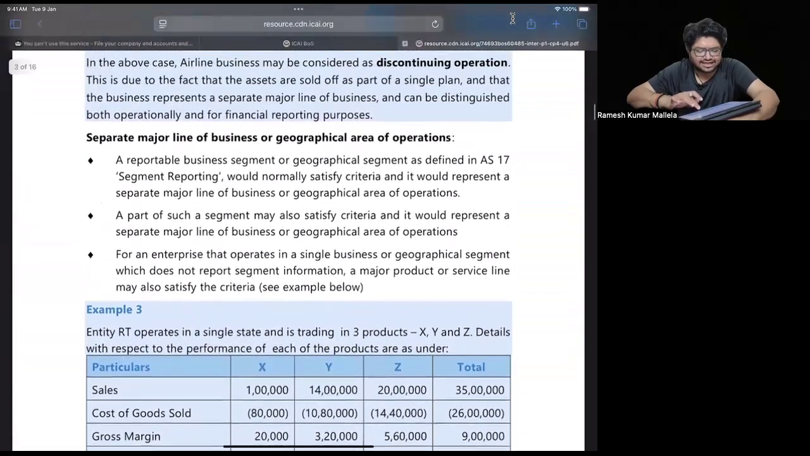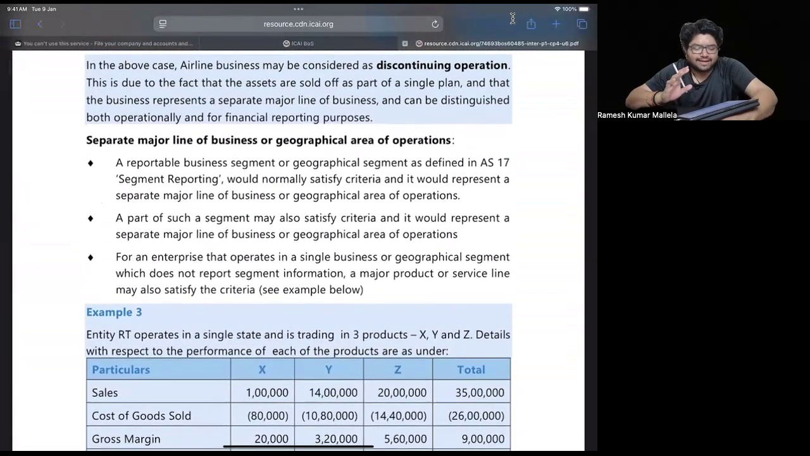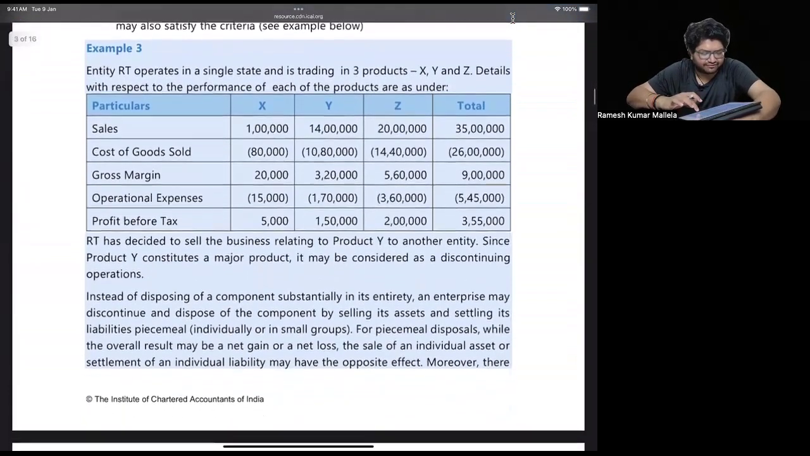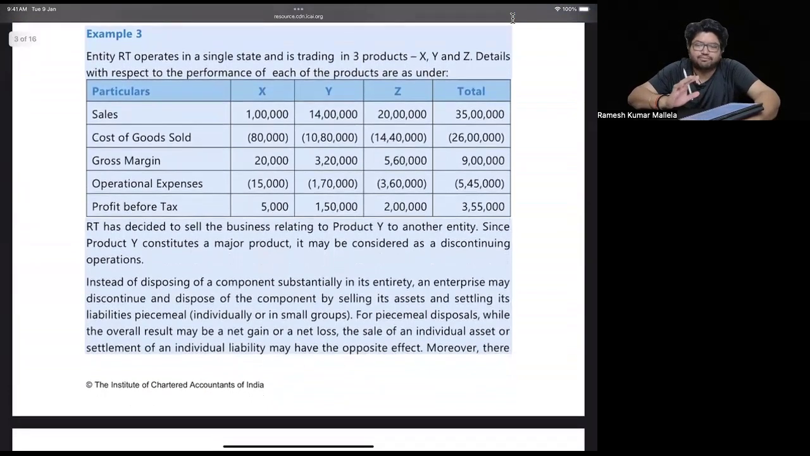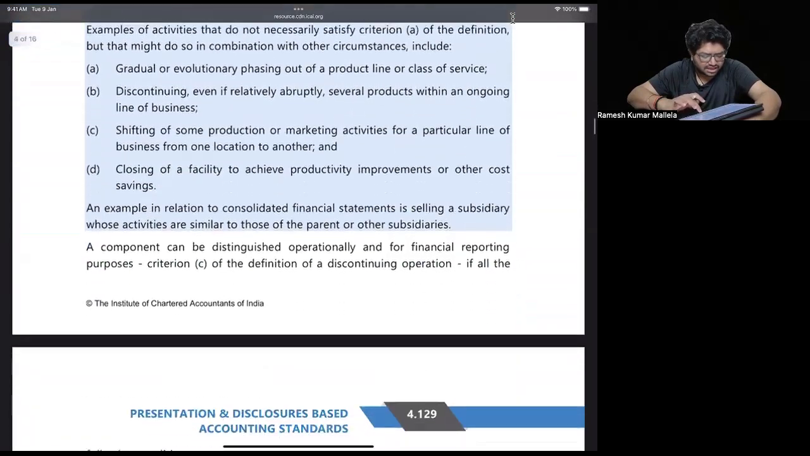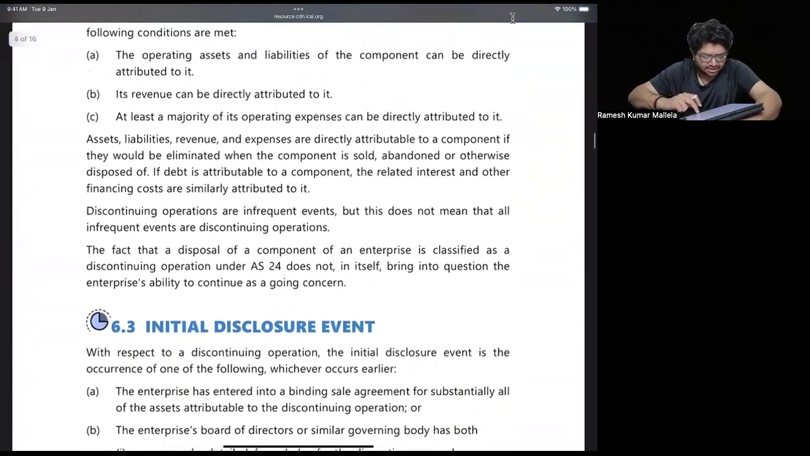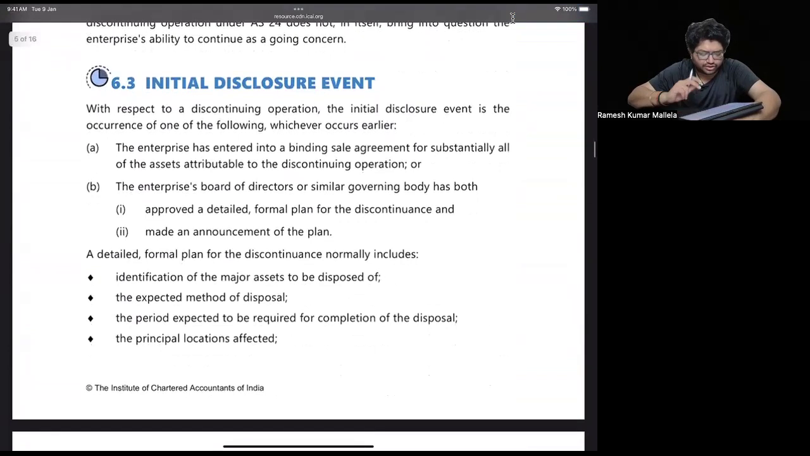Yeah, this can either be a major line of business or geographical segment, is what this standard specifically identifies. So all these examples are important for you to go through, guys. Okay. Continue, don't skip it, but I want you to carefully look into it. Now, initial disclosure event done.